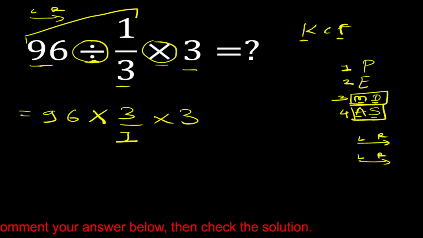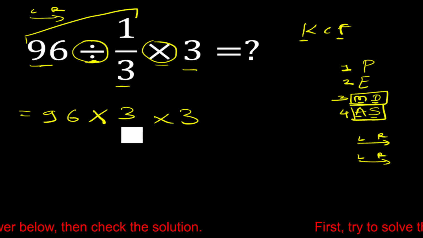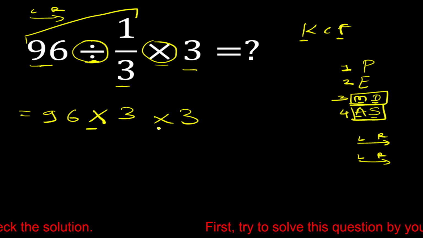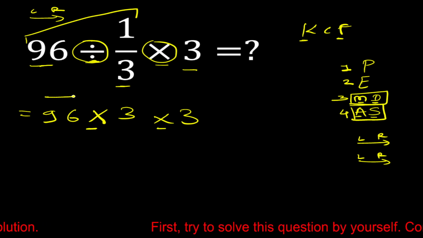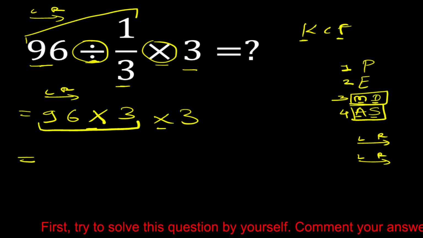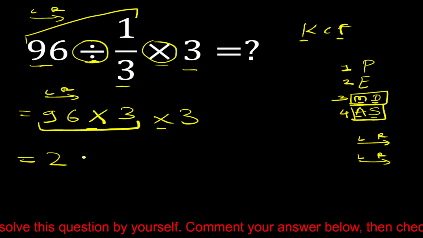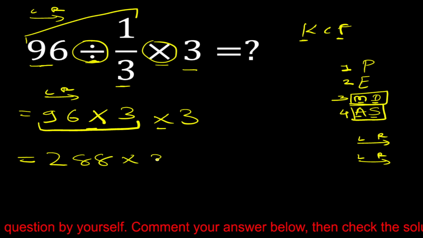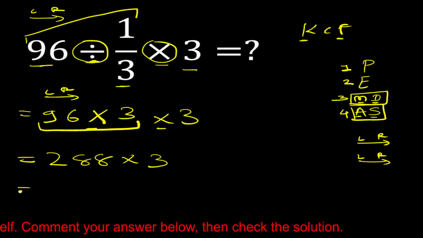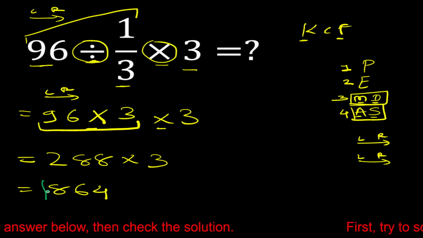Multiply 3. So now here 3 divided by 1 is equal to 3, so we can remove this one. Okay, so now here is one multiplication and here is one multiplication. Both have equal priority, so we have to solve it from left to right. So first we have to solve this multiplication: 96 multiply 3 is equal to 288, multiply 3. So now 288 multiply 3 is equal to 864. Okay, so the correct answer is 864.